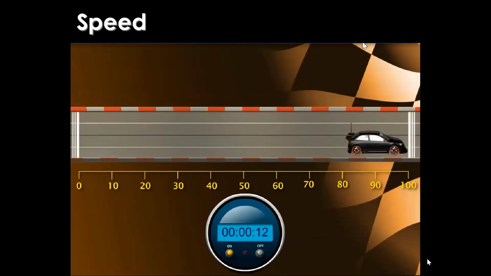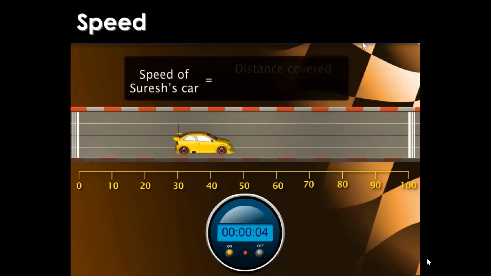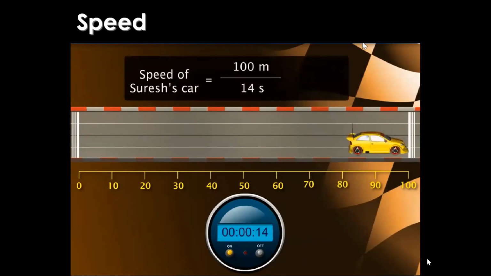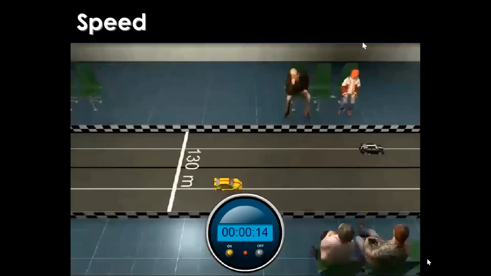You can see Ravi has covered 100 meters in just 12 seconds. So his speed is 100 by 12, 8.33 meter per second. Whereas Suresh has taken how much time? He has taken 14 seconds to cover 100 meter. So his speed will be 100 by 14. It's going to be 7.14 meter per second. So Ravi is quicker than Suresh. So we are expecting Ravi to win the race. Let's go back and watch the next half of the race.